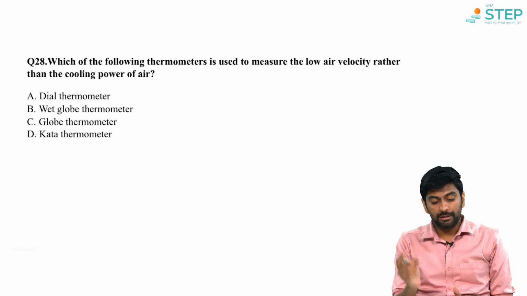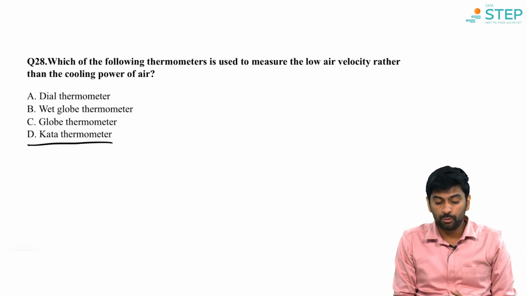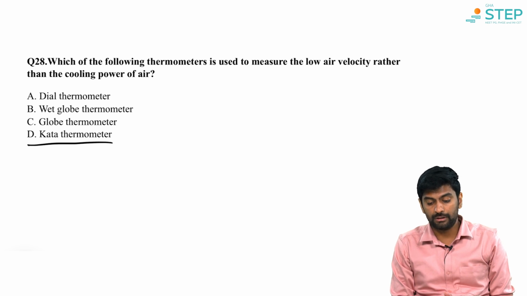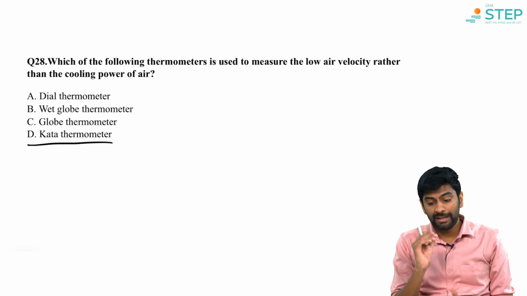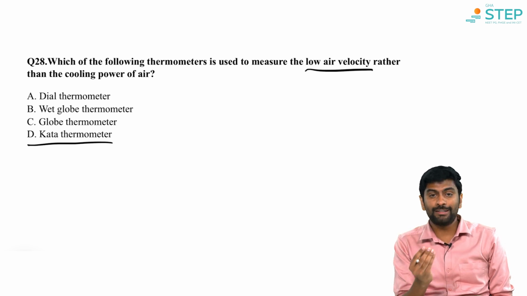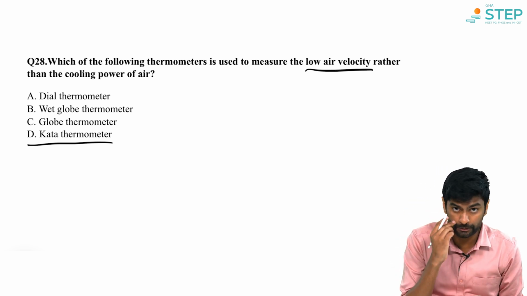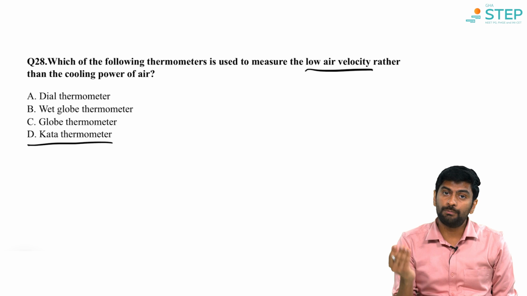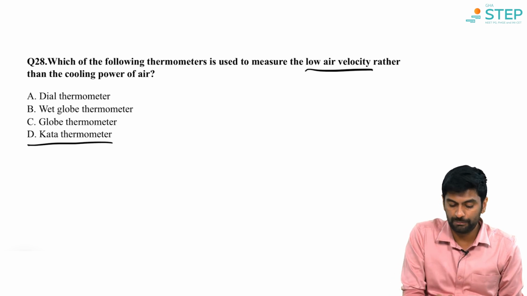So the Katata thermometer can be used to measure the cooling power of air, and it can also mainly be used to measure low air velocity. Because the cooling power of air is so sensitive, it can even be used to measure low air velocity. So it can be used more for low air velocity rather than the cooling power of air.